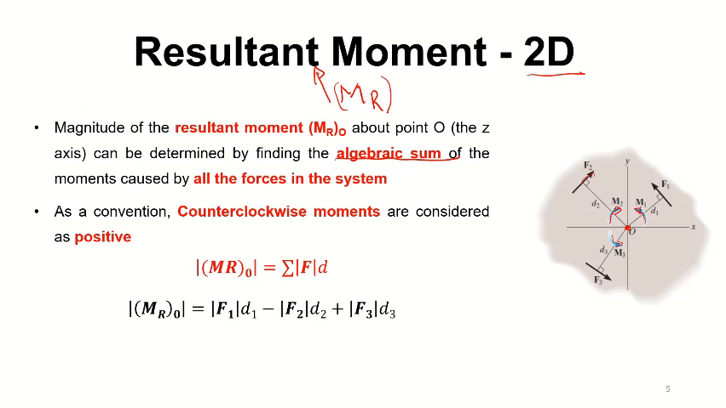As a convention, counterclockwise moments are considered positive, right? So this is a clockwise moment and this is a counterclockwise moment, right? As a convention, we take the counterclockwise moment as positive. If you want, you can take the other one as positive too, but usually we take counterclockwise moment as positive, right? Then, if we take the algebraic sum of these moments, we'll get the resultant moment, right?